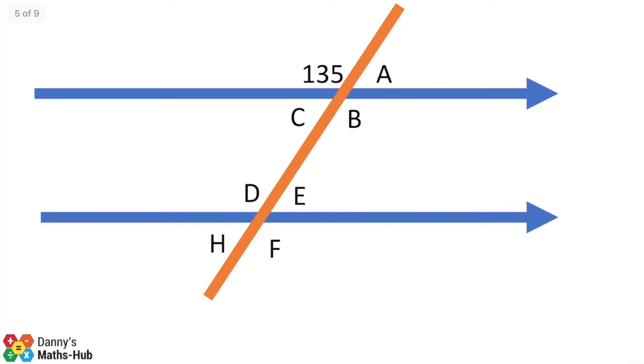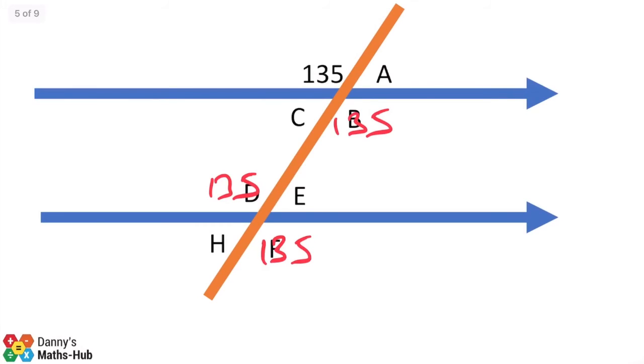For example, if we wanted to work out what A, B, C, D, E, F, and H are, well, first of all, we can work out exactly what all the obtuse ones are. This is 135 because it's vertically opposite. This one's 135 because it's corresponding, and this one is 135 because it's alternate angles.